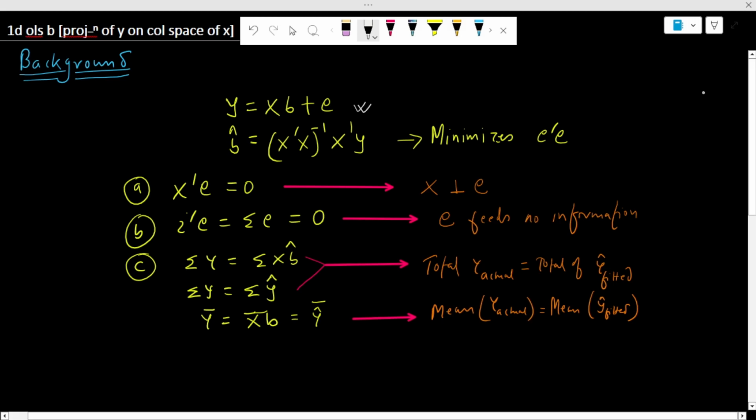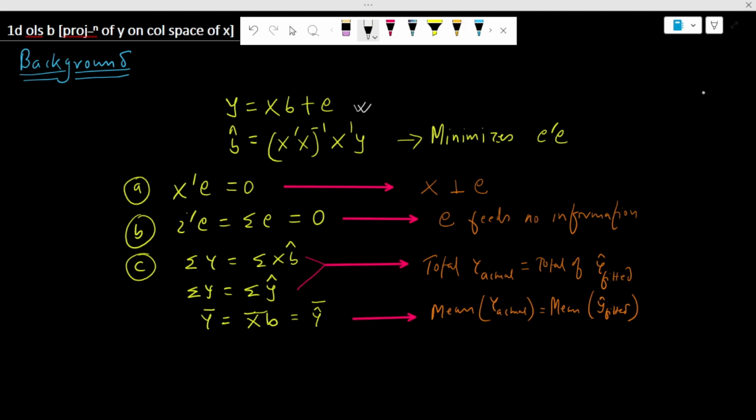can be expressed as y is equal to Xb plus e, and the OLS estimate of beta is (X transpose X) inverse X transpose y, and this beta helps minimize the sum of the square of the error. And we had seen that the immediate consequences of the OLS beta estimate gives rise to the orthogonality of independent variables and the error term. We also saw that the sum of the error is equal to 0, that is, the error does not provide any unique information in the model.